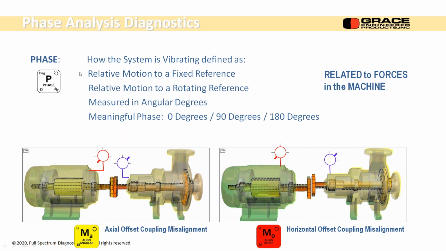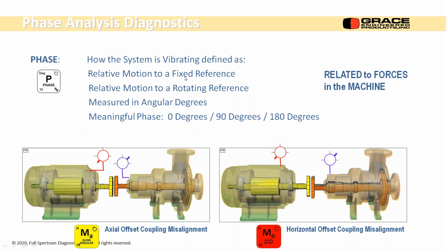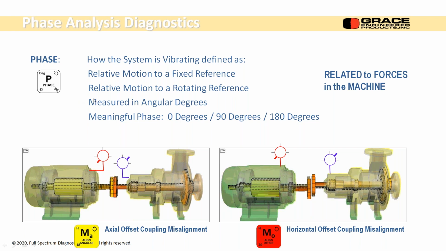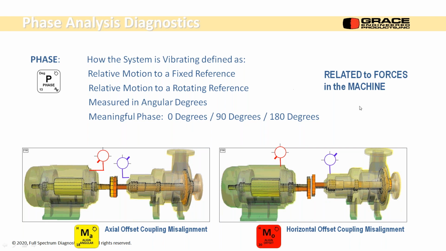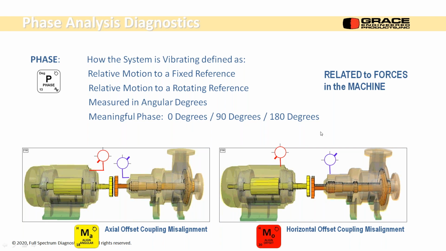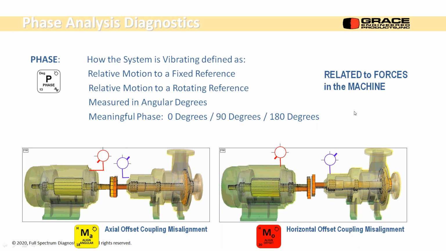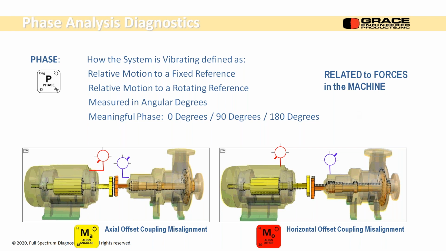Phase is how the system is vibrating, defined as the relative motion to a fixed reference, like a laser, or relative motion to a rotating reference, measured in angular degrees. The meaningful phase numbers are 0 degrees, 90 degrees, and 180. It's the forces in the machine that are making it push back and forth. So if we can figure out phase-wise how the machine's moving, we're going to be able to decipher the problem.